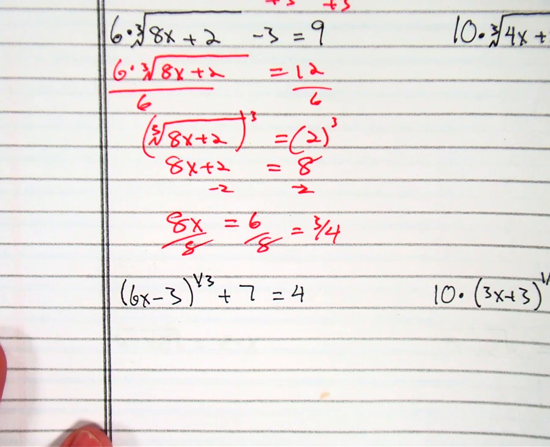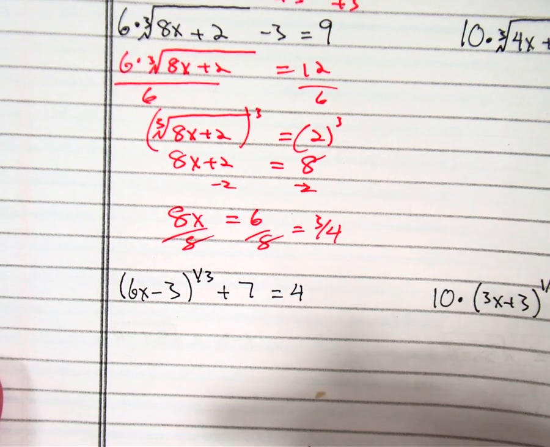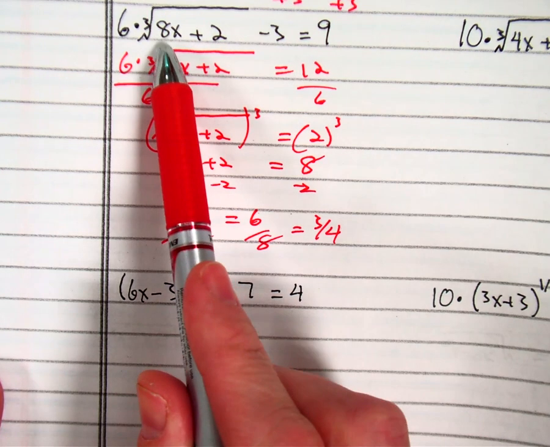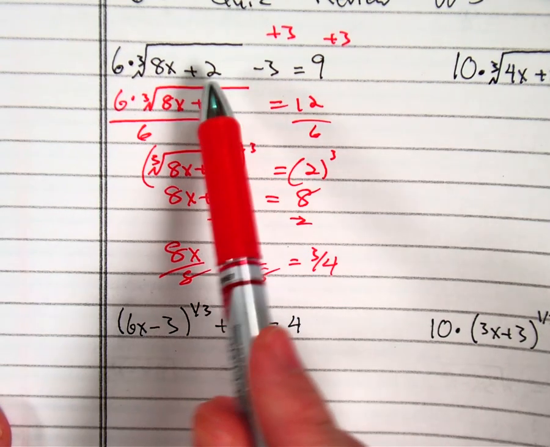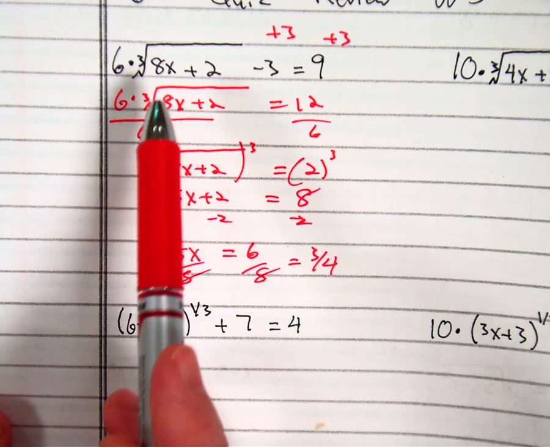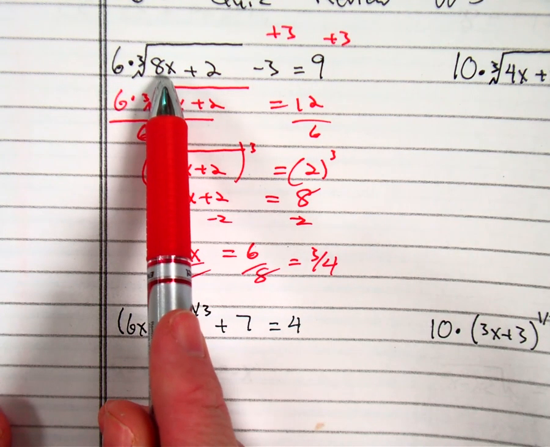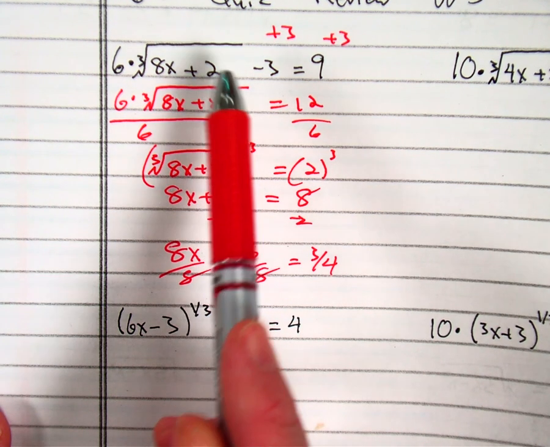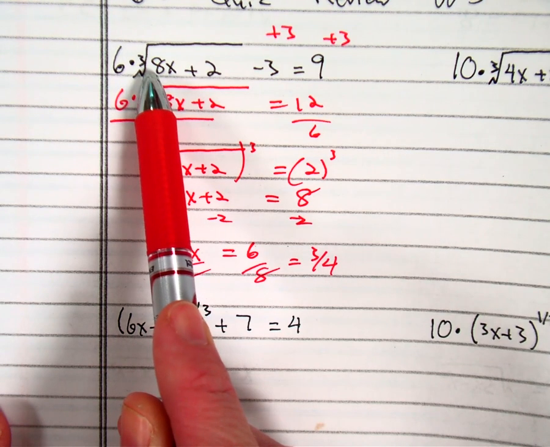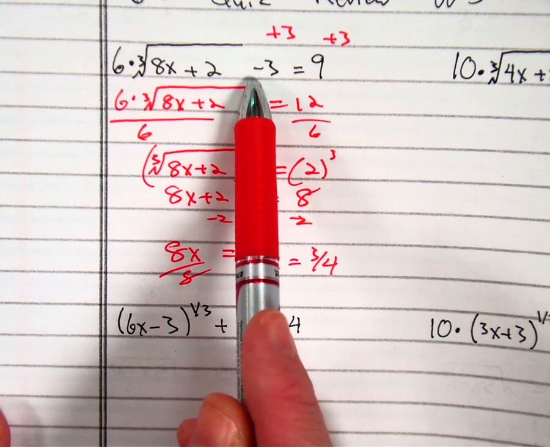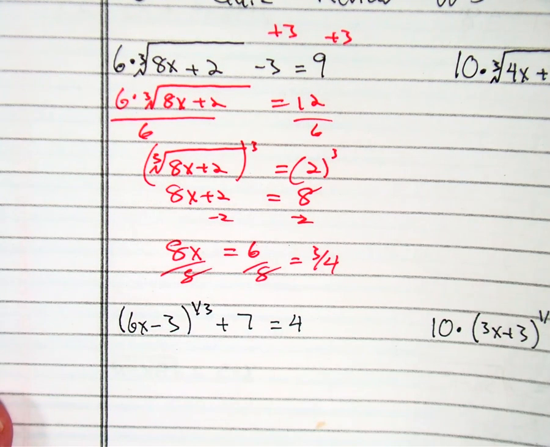Like, oh no, fraction. That's not possible. Alright, put that 3/4 back in. We can either mentally do it or we can do it with our calculator. 8 times 3/4 should give me 6. 6 plus 2 is 8. Cube root of 8 is 2. 2 times 6, that's 12. Minus 3 is 9. Okay, that was mentally.